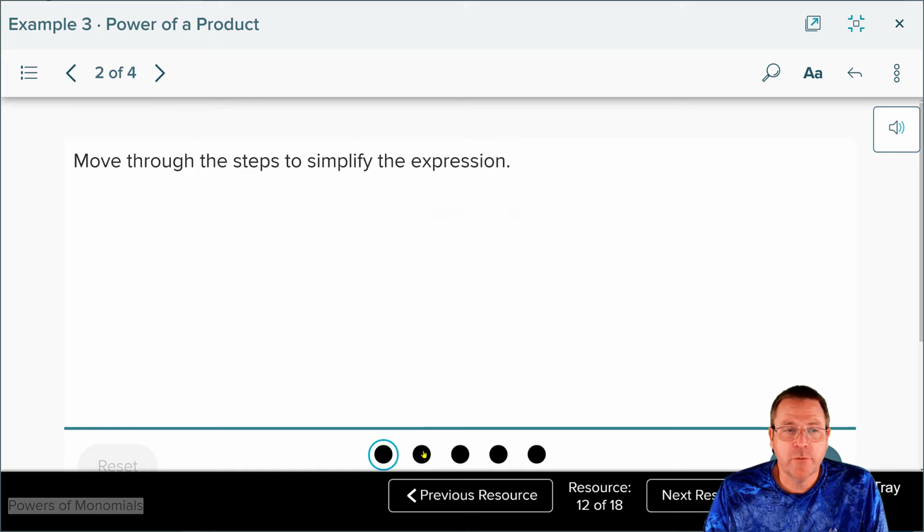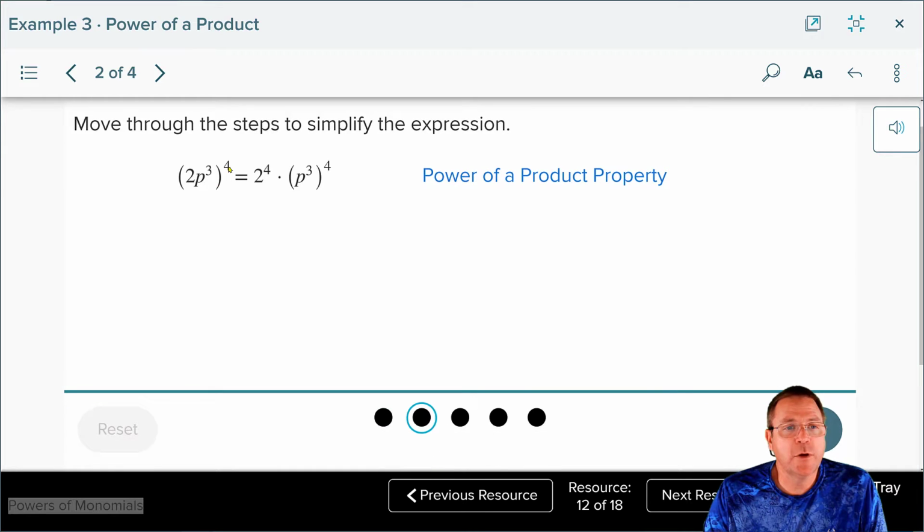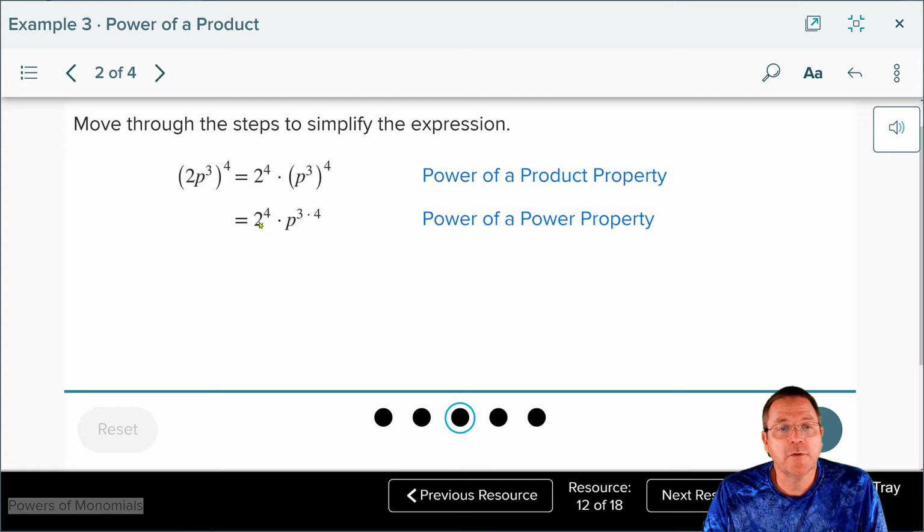So moving through our steps, the next thing we did is we distributed this 4 through the grouping symbol. So now you have 2 to the 4th power that you see right here, and you have p cubed to the 4th power that you see right here. From there, we're going to take and say that means 2 to the 4th times p cubed times 4, where we took this and used the power of a power property.